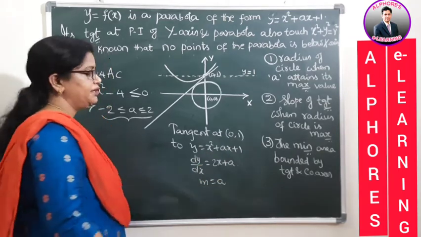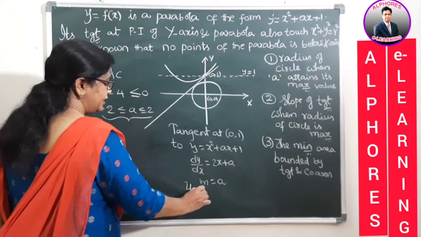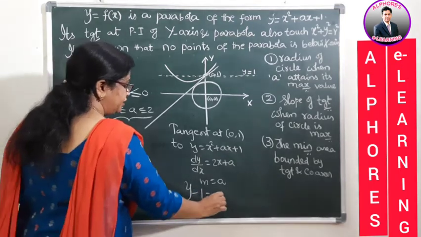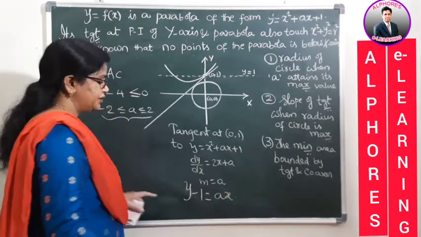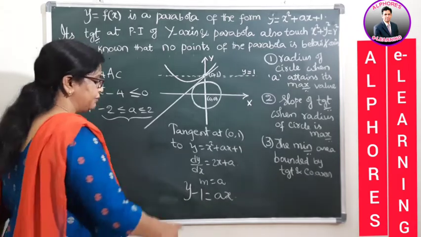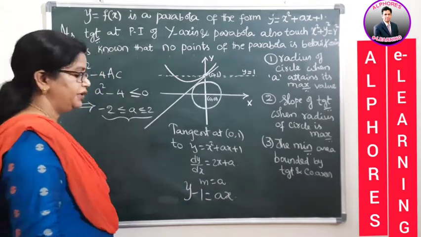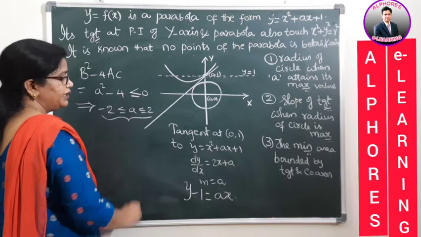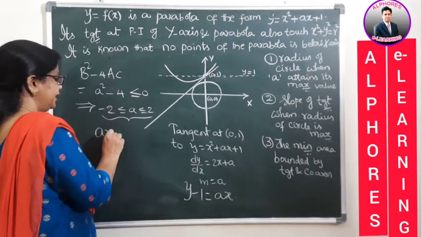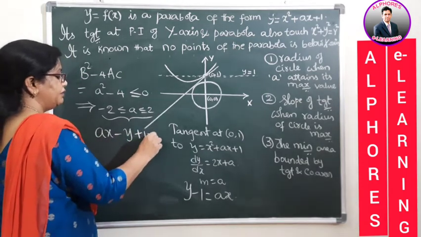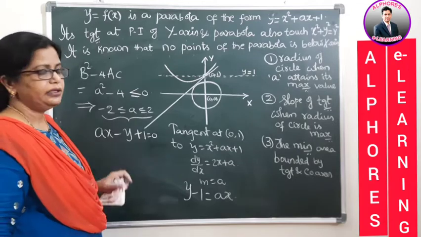Then what is our equation of tangent? y minus 1 is equal to a into x. So this is our equation of tangent. Or else we can write here ax minus y plus 1 is equal to 0. So ax minus y plus 1 is equal to 0 is our tangent equation.